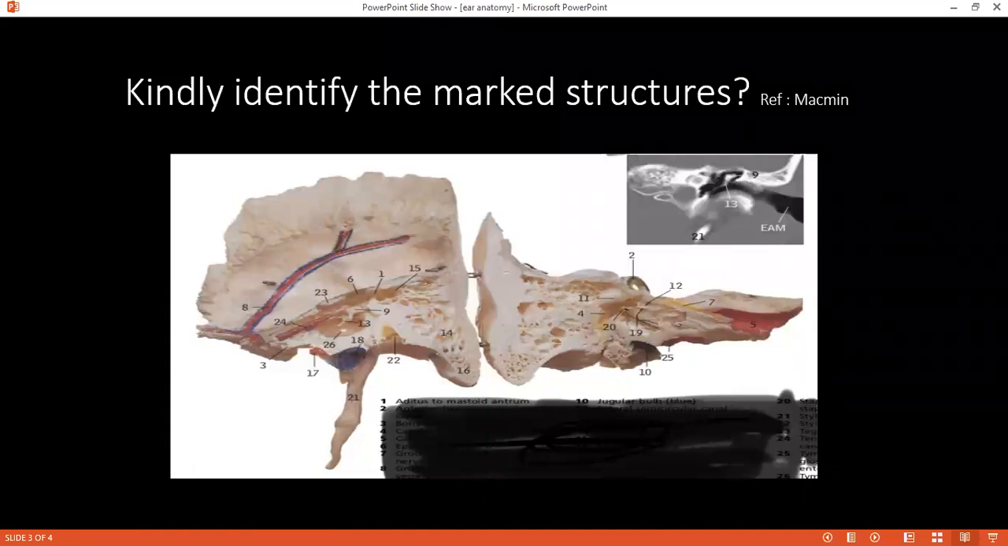Yes, madam, the middle ear has a roof. It has a floor. The roof is formed by the tegmen tympani. The floor is in relationship with the ICA.